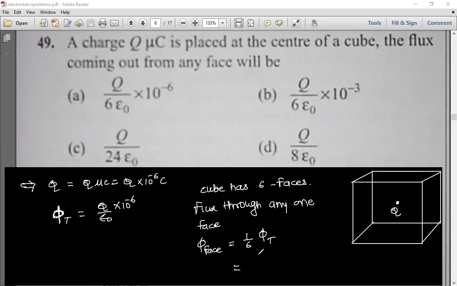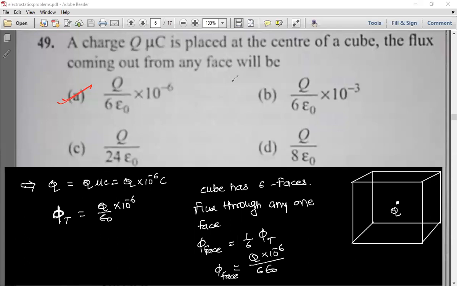So this is what, q into 10 to the power minus 6 divided by 6 epsilon naught, and this is the flux through one face. So which option should come? Option number 1, right? So you should get option number A. Clear? Understood?